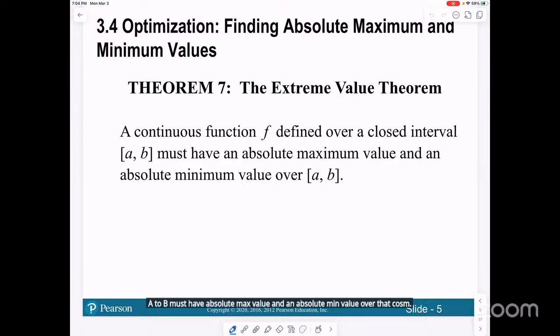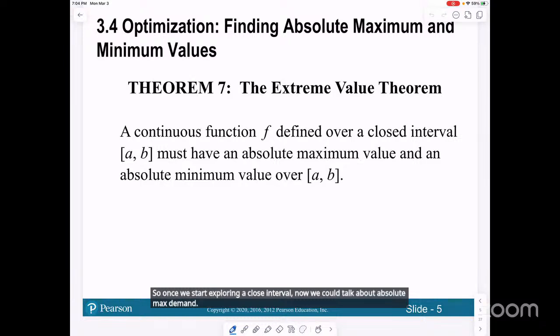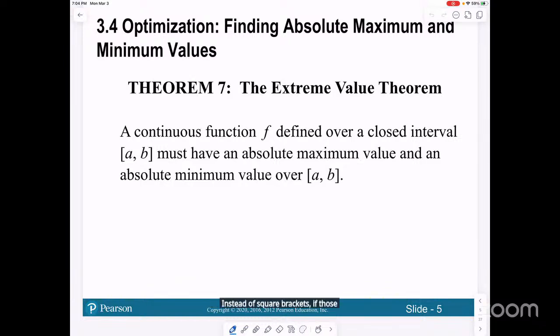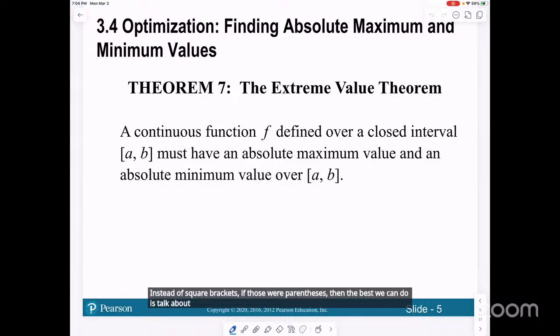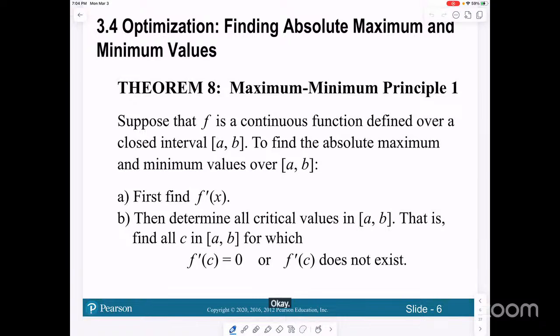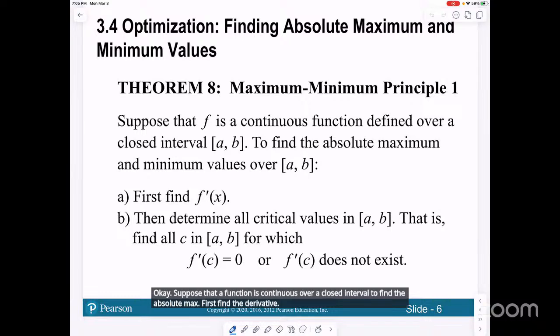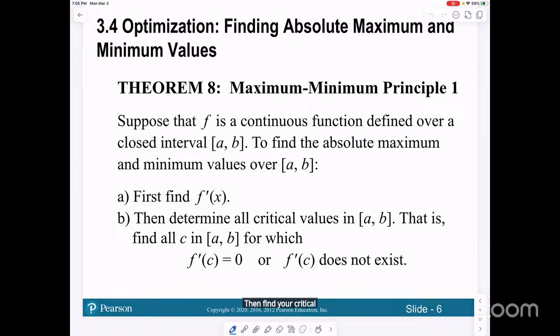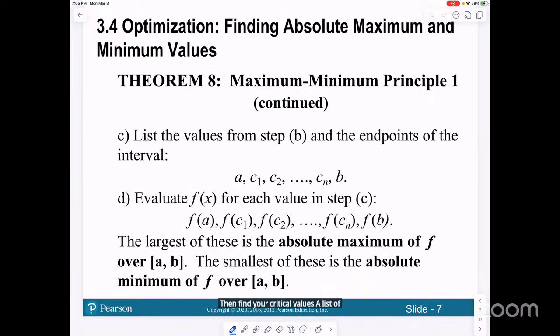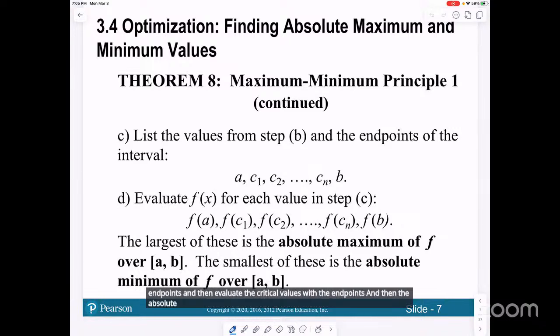So once we start exploring a closed interval, now we can talk about absolute max and min. If instead of square brackets those were parentheses, then the best we can do is talk about relative max or relative min. Okay. Suppose that a function is continuous over a closed interval. To find the absolute max, first find the derivative, then find your critical values. List the critical values along with the endpoints, and then evaluate the function at the critical values and the endpoints. The absolute max is going to be the largest y value, and the absolute min is going to be the smallest y value.